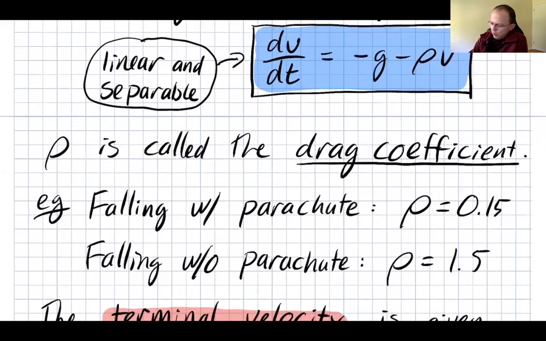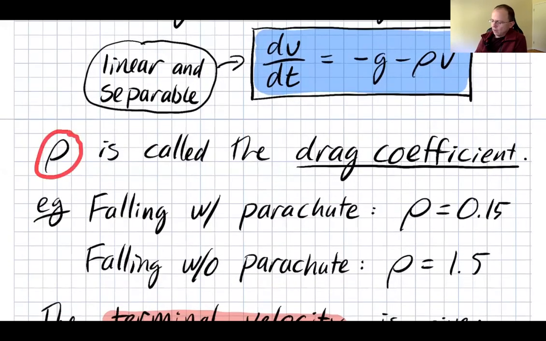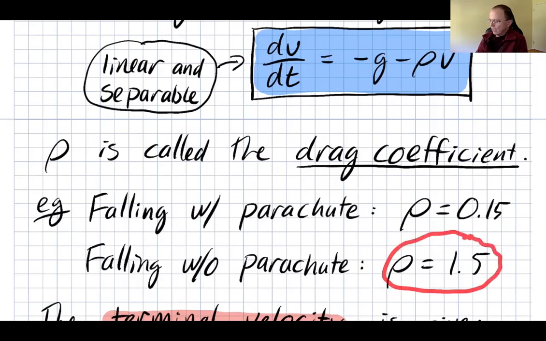So this rho that models how much air resistance we're experiencing is called the drag coefficient. For example, if we're falling with a parachute, we'll have a very small drag coefficient, something like 0.15. And if we're falling without a parachute, it'll be like 10 times as much. So we'll have a larger drag coefficient.